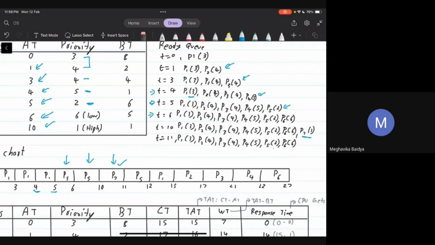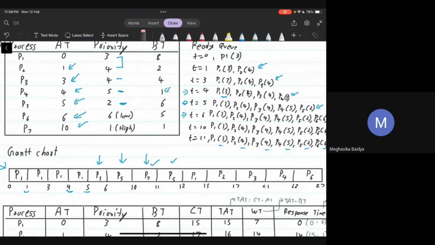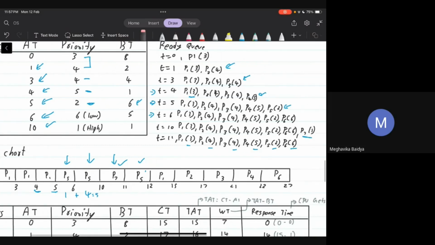Now the next highest priority is 2, then 3, then 4, then 5, then 6. So P5 has a burst time of 1 here. P5 we already executed, 1 second here and 4 seconds here. 5 seconds are done, so you have 1 second left, which we are doing from 11 to 12, and then after that we are doing P1.